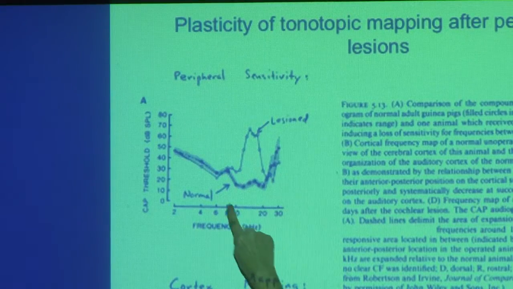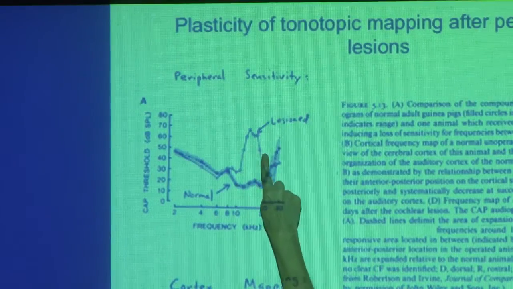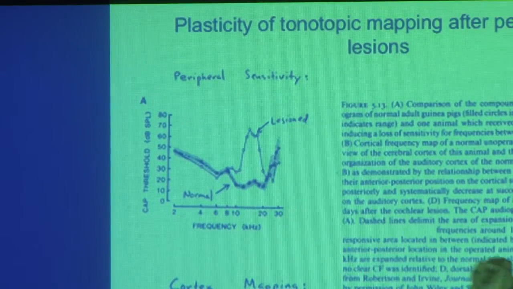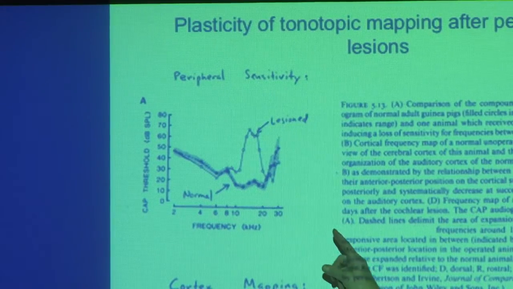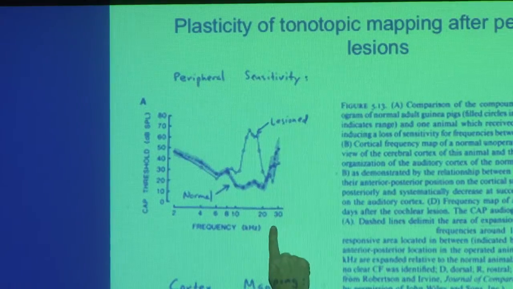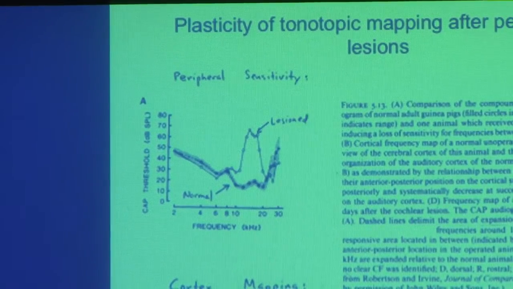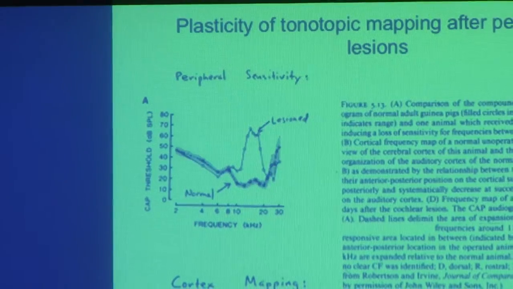And so instead of the normal curve in the lesioned animal, you have a big increase in threshold, maybe 60 or 70 or 80 dB in the lesion case. And that lesion goes from about 10 kilohertz to about 20 kilohertz. And in other parts of the cochlea, the hearing is normal. Okay, so this is a peripheral hearing loss.